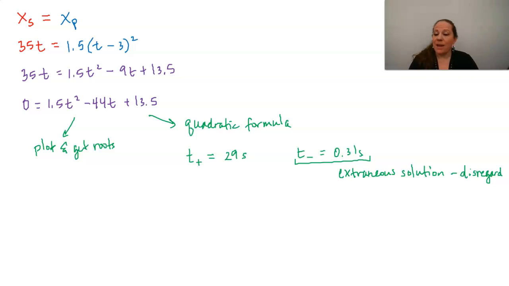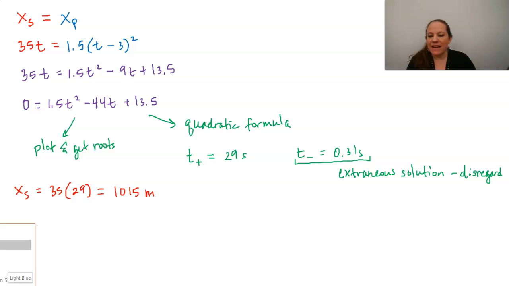All right, so that's our time. Let's find our positions where they meet. We need to substitute that time into one of our position time relationships. I'm going to choose it for the speeder because there will be less mathematics to do. If I can avoid squaring things, I like to. And that's going to get me 1,015 meters.